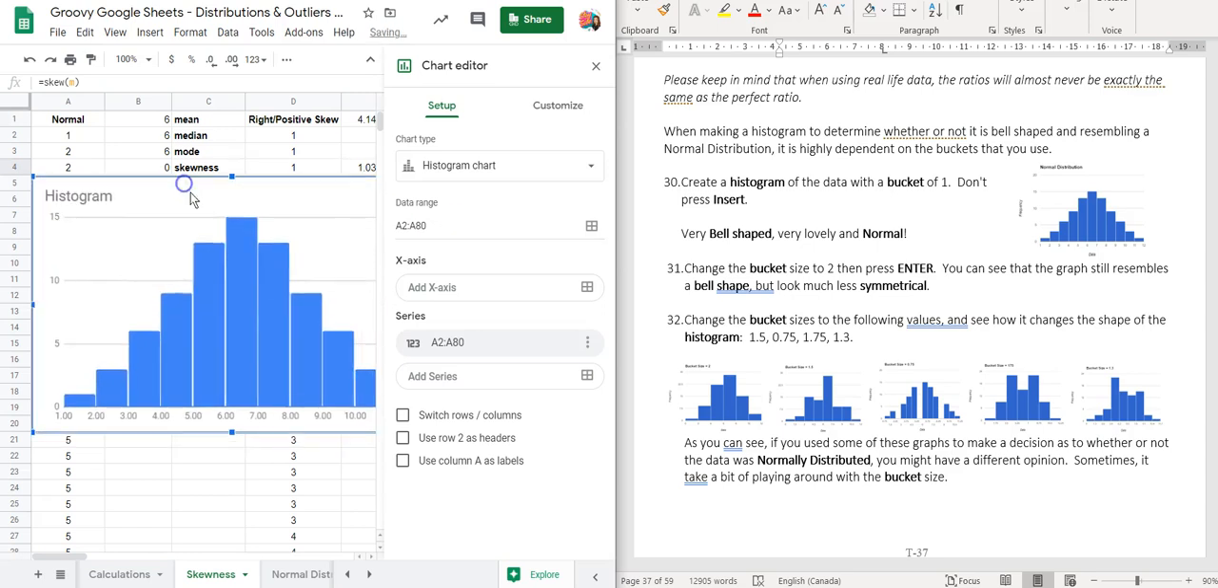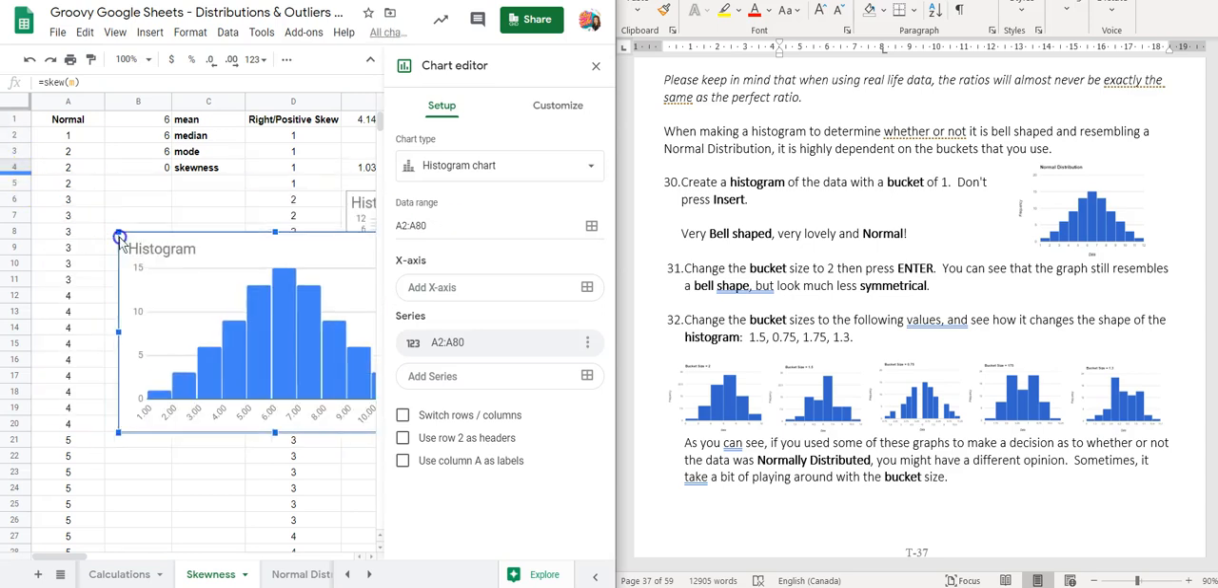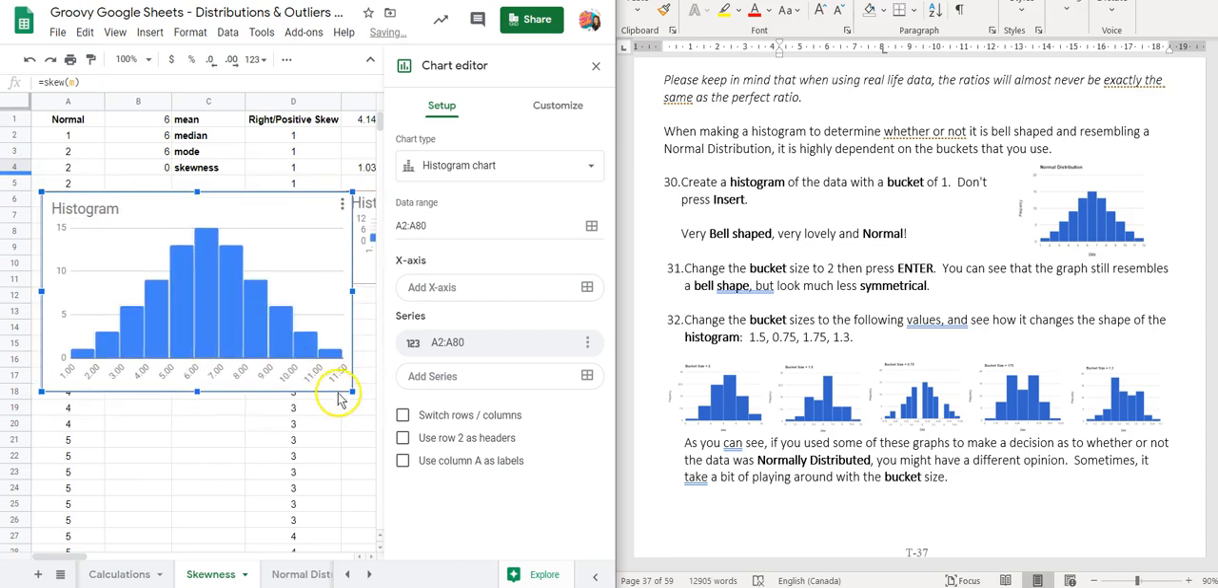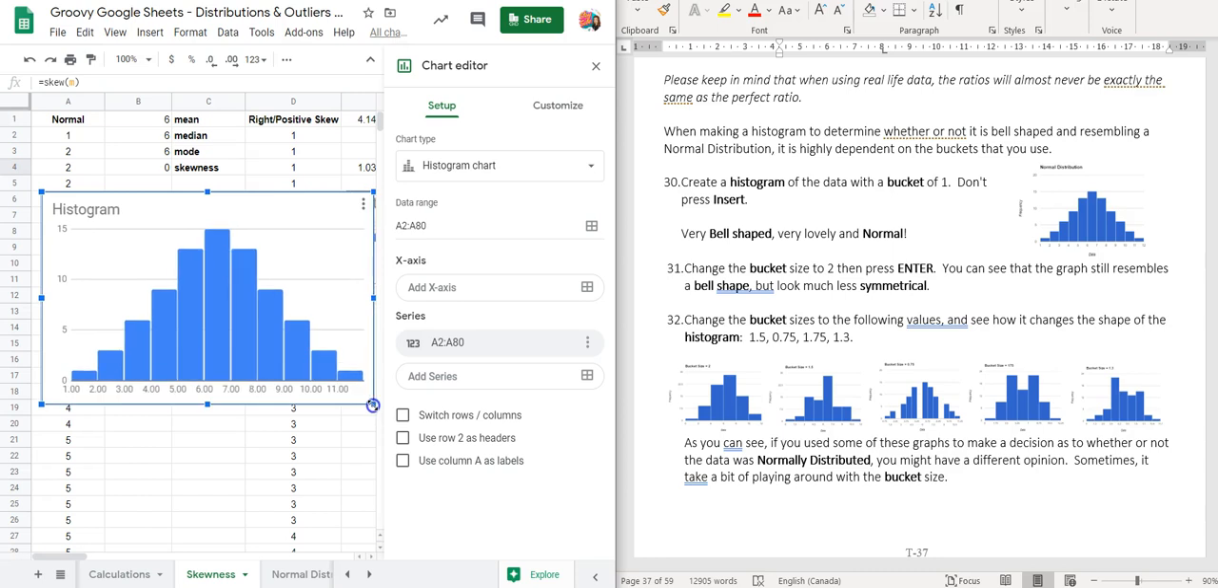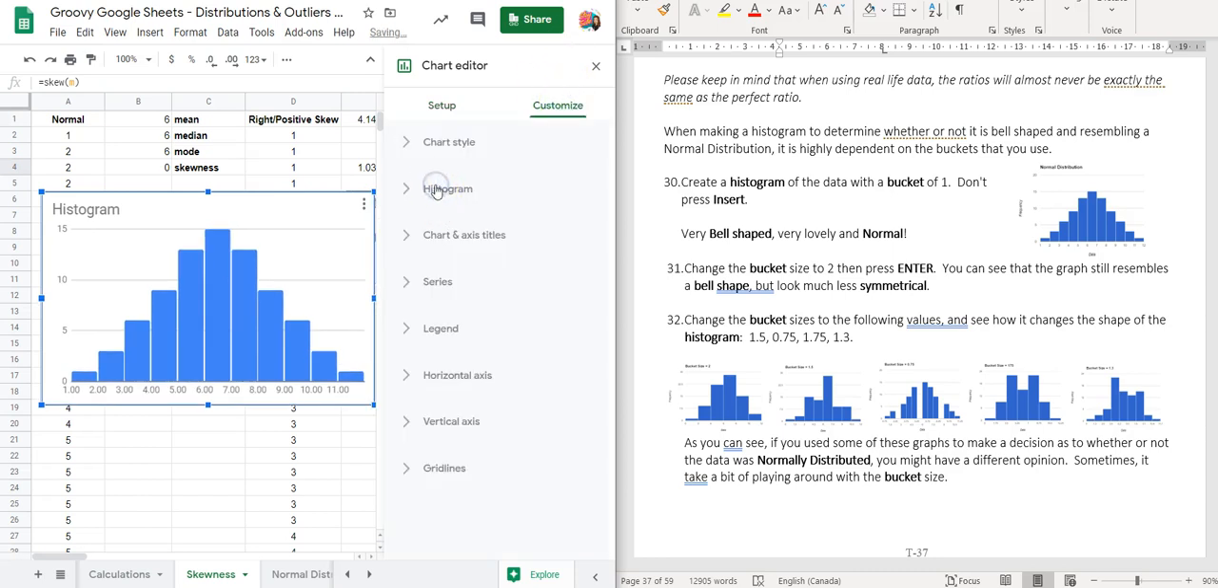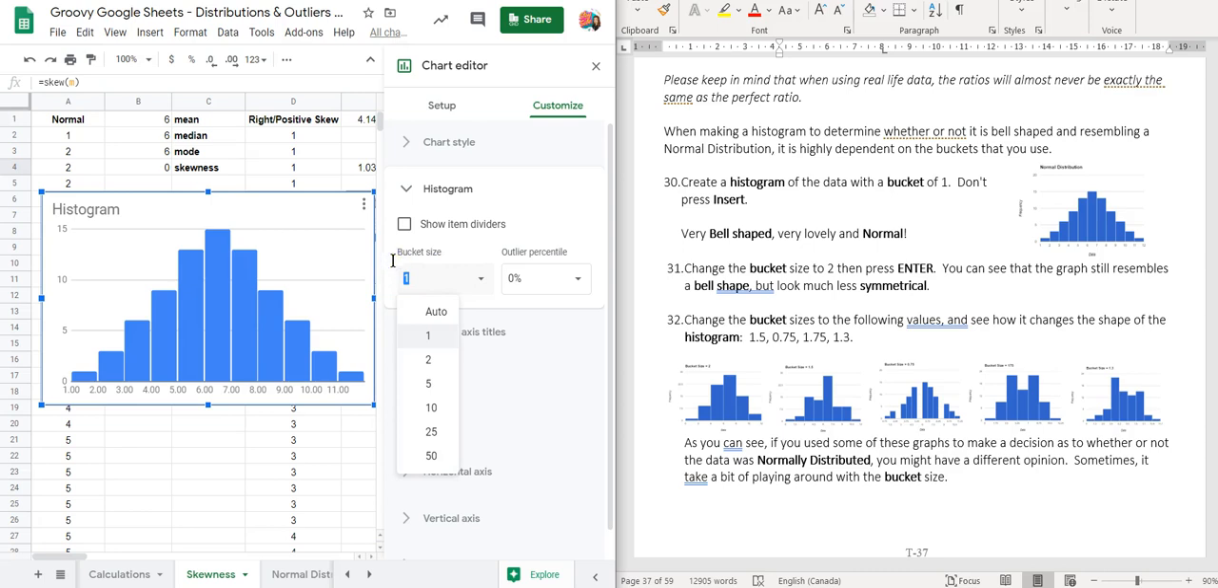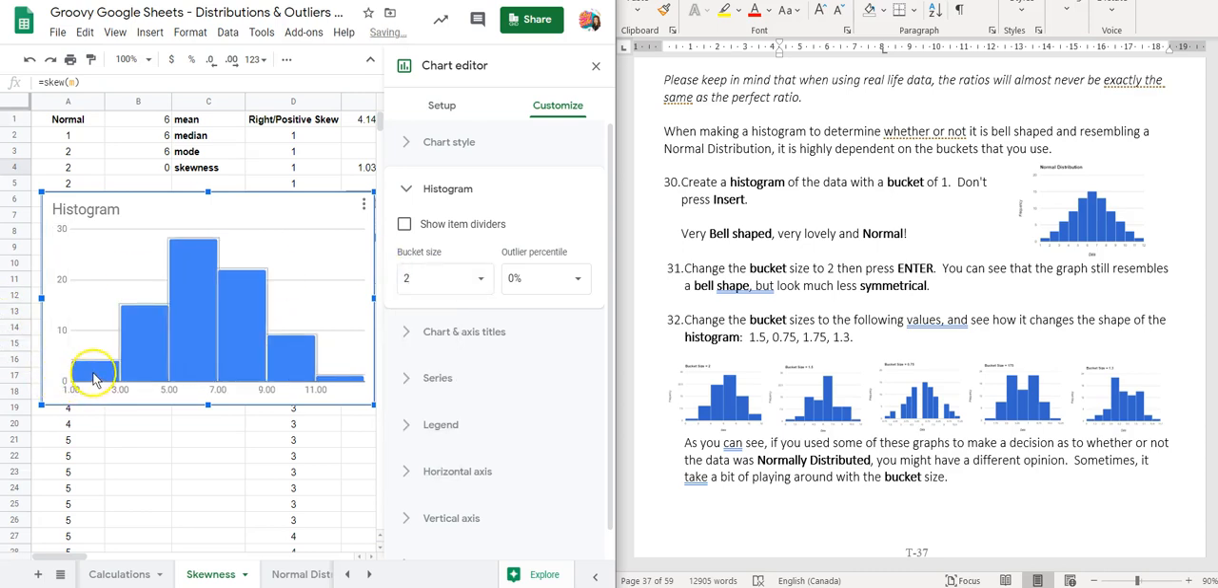Now, let's take this chart and let's change the bucket width to 2. So if you change the bucket width to 2, you still have between 5 and 10 bars, which isn't wrong, but it doesn't look as normal as it did when the bucket width was 1. So you have to be careful when you make these that you might want to play around with the bucket size to see if you can make it look a little more symmetrical.